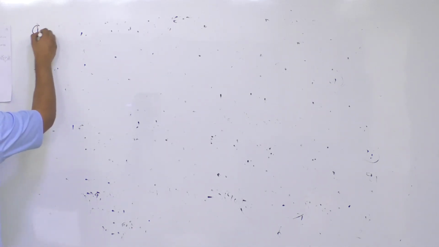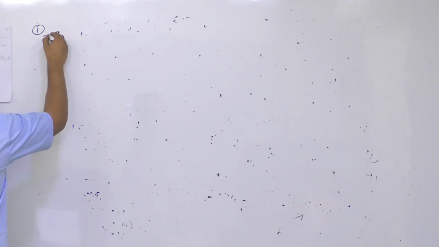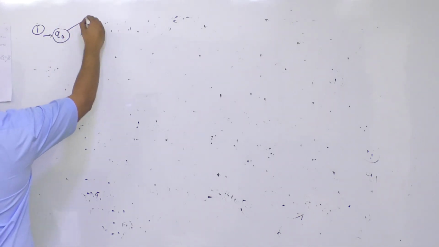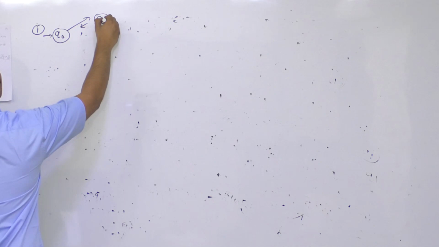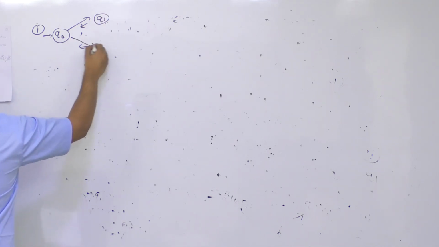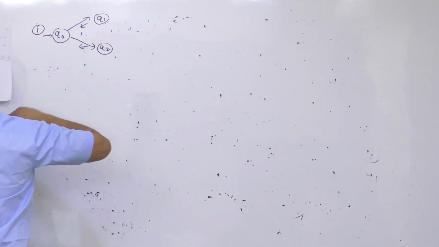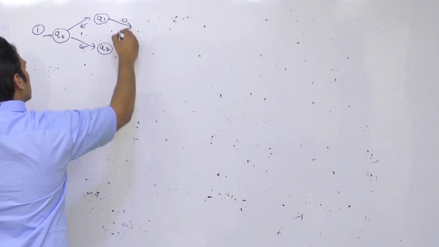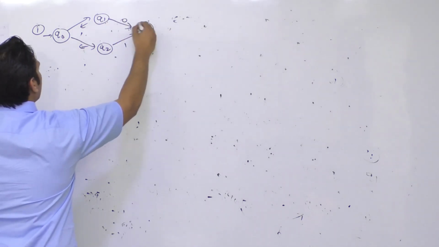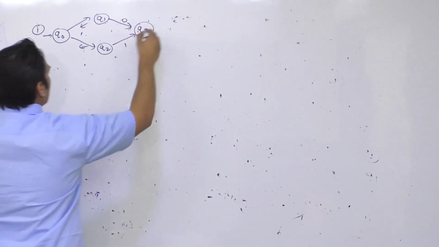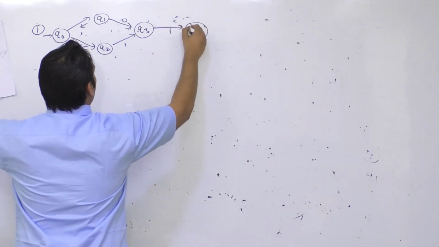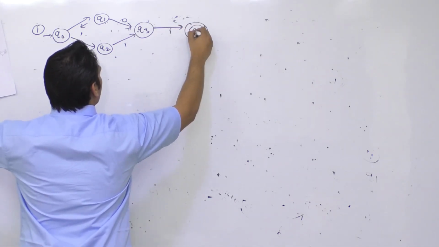So we have the following examples. The first example is like this, where the initial state is Q0. By giving epsilon, you are going to Q1. By giving epsilon, you are going to Q2, 0, 1. Here we have Q3, and by giving 1, you are going to a state which is Q4.